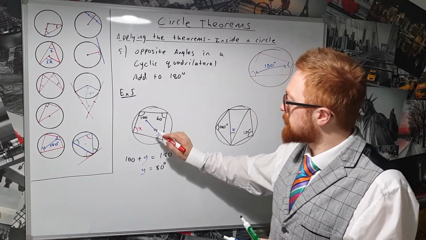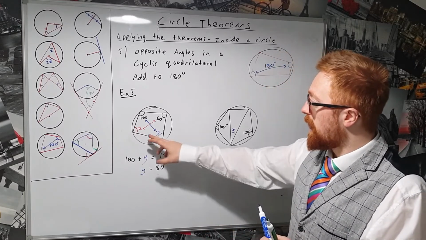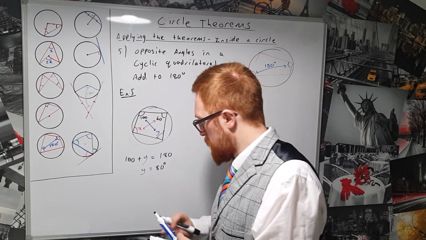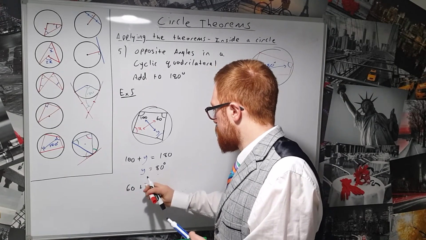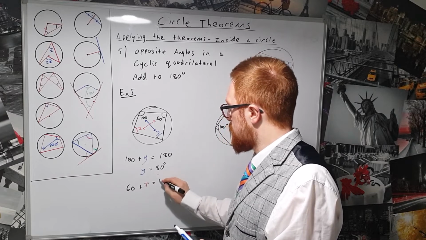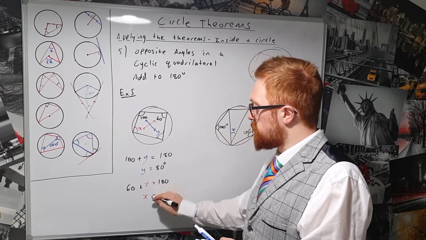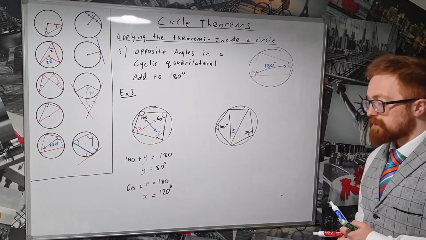And now let's look at x. Now x is opposite that 60. So I know that x plus 60 have to add up to 180 as well. So 60 plus my x is 180. So I know that x is equal to 120 degrees. There we go.